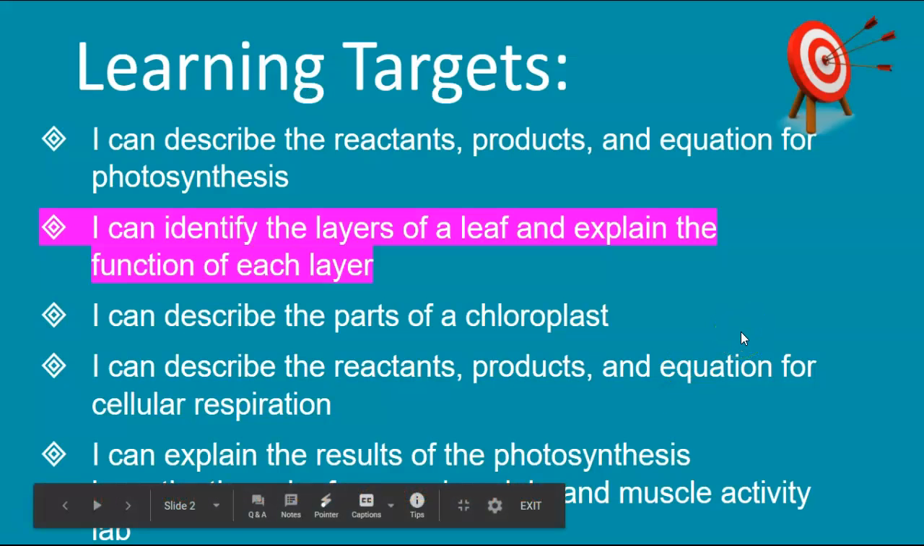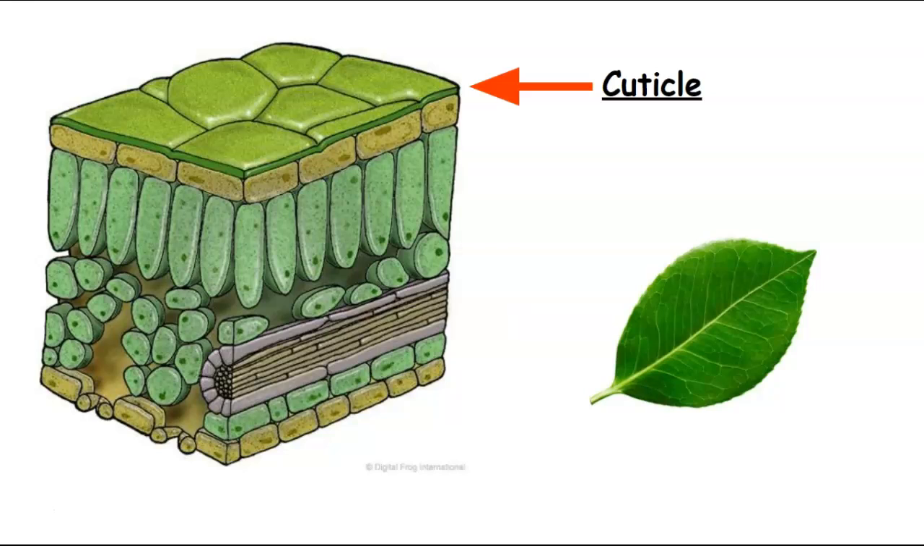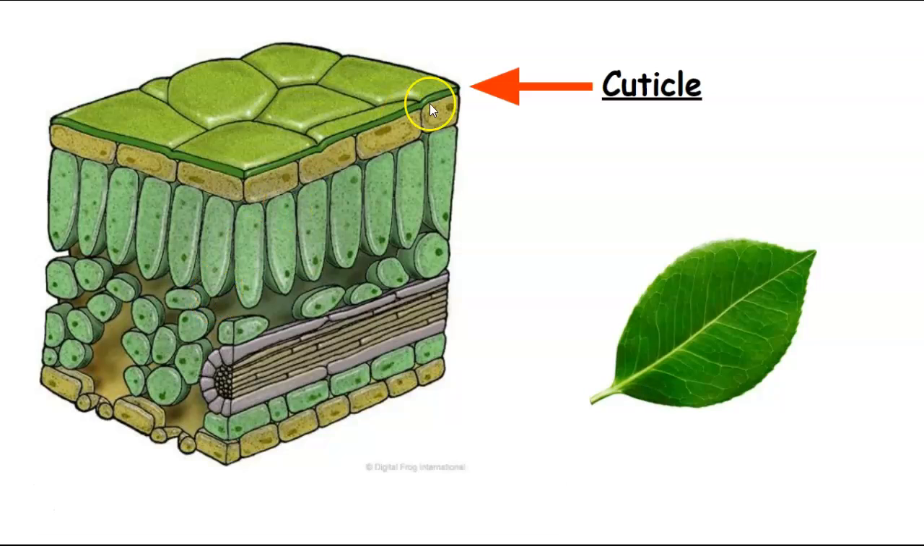So our target for today: I can identify the layers of a leaf and explain the function of each layer. You'll notice we've already talked a little bit about the equation for photosynthesis. Later we're going to talk about chloroplasts as well, which we know are inside of plant cells, which are in plant leaves. So you don't have to write anything from this slide. I'm going to show you a picture of a cross section of a leaf with the parts labeled, and then we're going to draw that picture in our notebook. So don't worry about drawing anything on this slide yet.